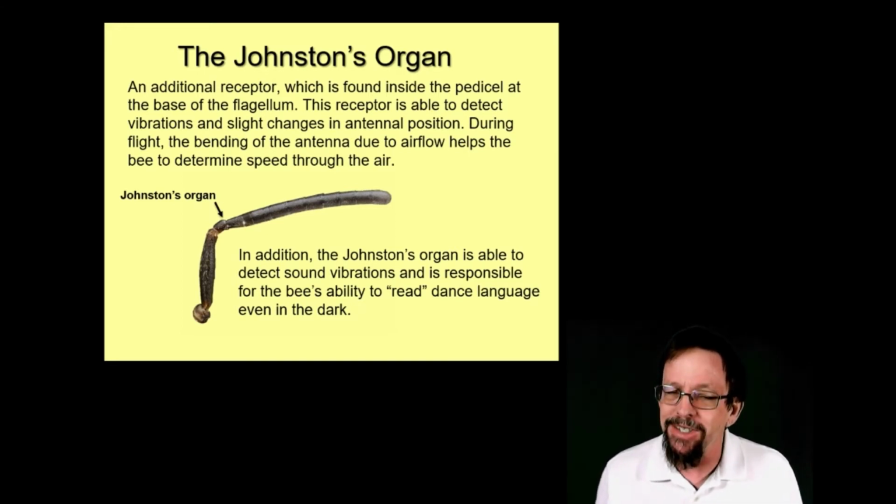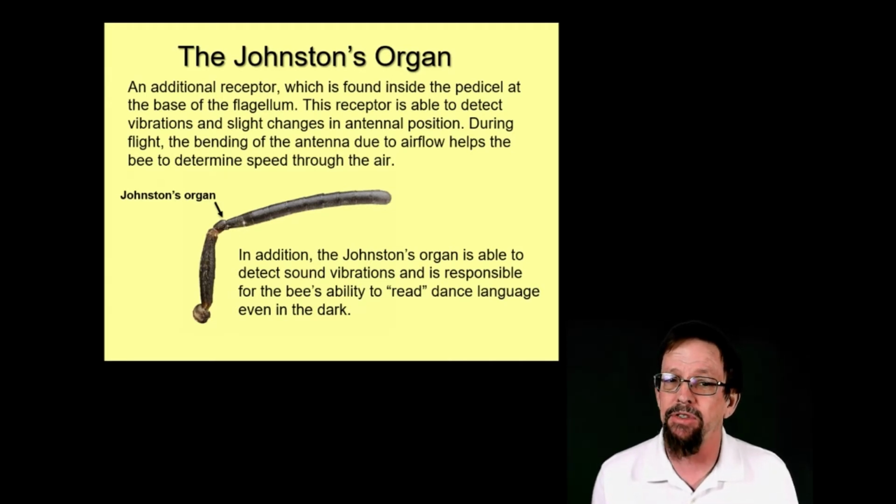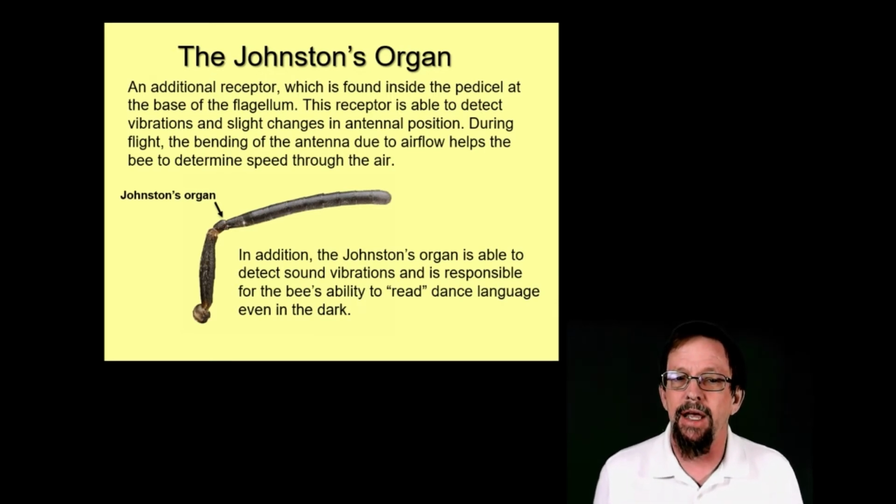Also, in addition to this, a lot of people say that bees can't hear, but actually they have a rudimentary ability to hear through the Johnston's organ, with which they can detect sound vibrations, and it's their ability to read the dance language even in the dark.